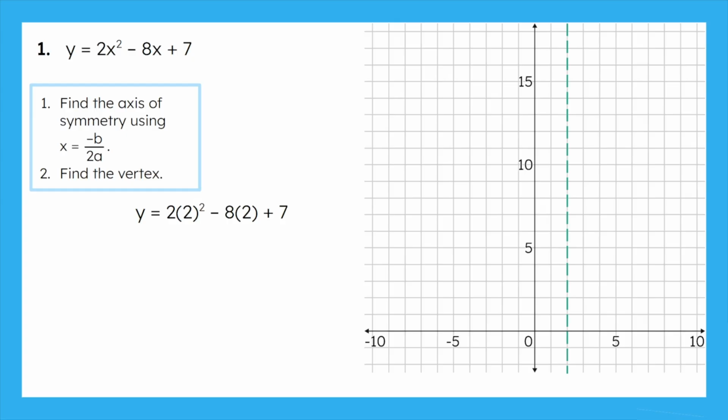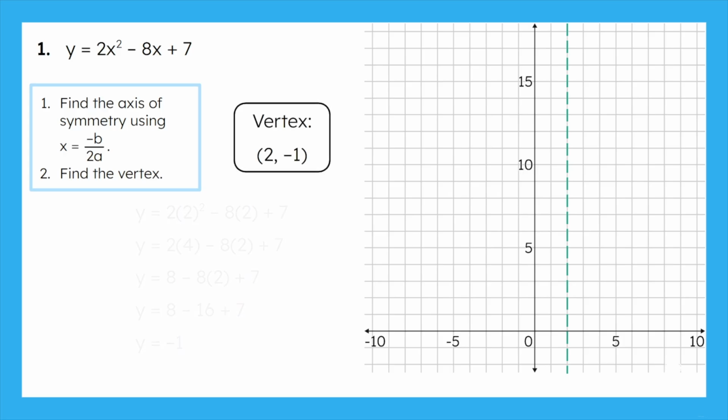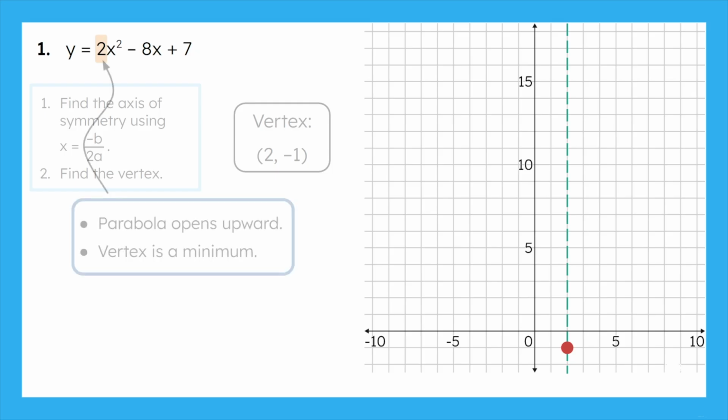Go ahead and check your work. Substituting 2 into the equation gives us a y value of negative 1. So that means the vertex of this parabola is at (2, negative 1). Let's go ahead and plot that point. Now, will the parabola open upward or downward? Just like with the other forms of quadratic functions, it all comes back to the a value. Because a is positive, the parabola will open upward, and the vertex will be a minimum.